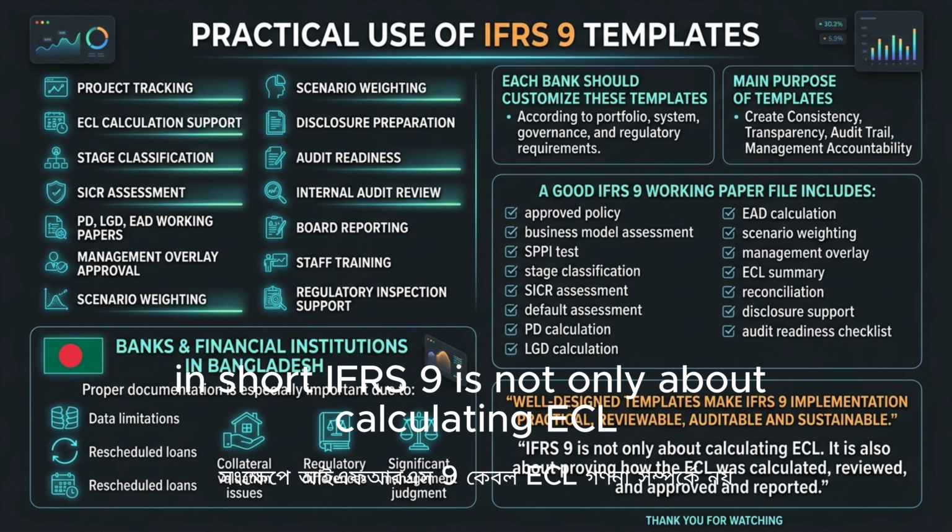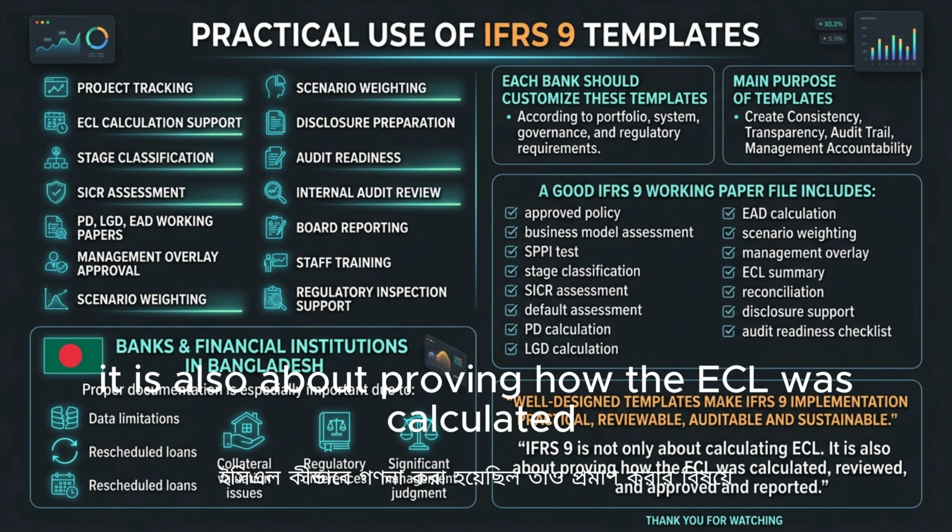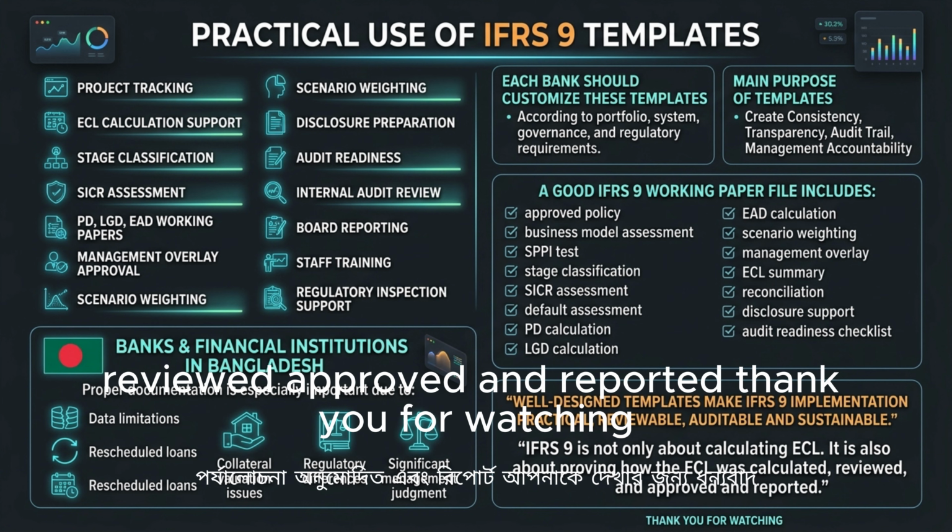In short, IFRS 9 is not only about calculating ECL. It is also about proving how the ECL was calculated, reviewed, approved, and reported.